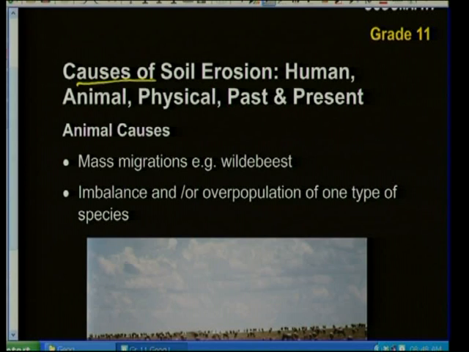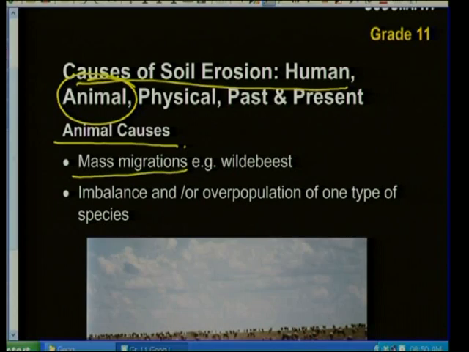The next aspect we will discuss is causes of soil erosion again, and our focus is animal causes. And in this case, we've got two that we've been able to identify. Mass migrations, example, the wildebeest. Simply put, the mass migrations of animals across a vast expanse of land, especially the wildebeest, which on a yearly basis migrates from Tanzania to Kenya, and this causes large-scale soil erosion.